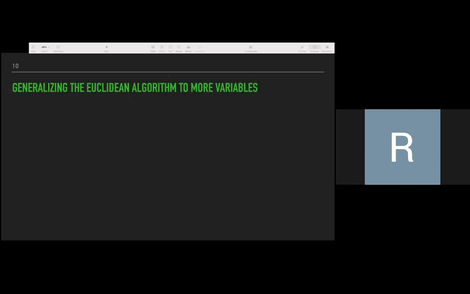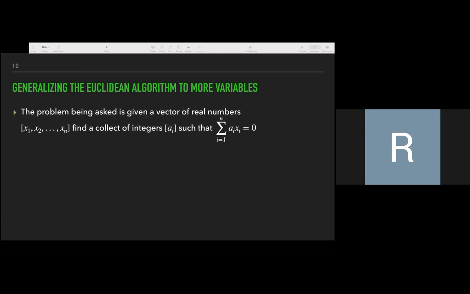So we're going to be looking to try to generalize the Euclidean algorithm to more variables. And the approach we'll take is we are given a vector of real numbers, x1 through xn, and we want to find a collection of integers, ai, such that their dot product will give 0. And in the case of n equals 2, this just becomes the Euclidean algorithm again. You can show the relation of this pretty easily.